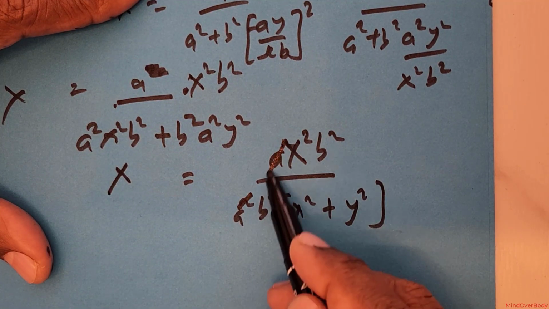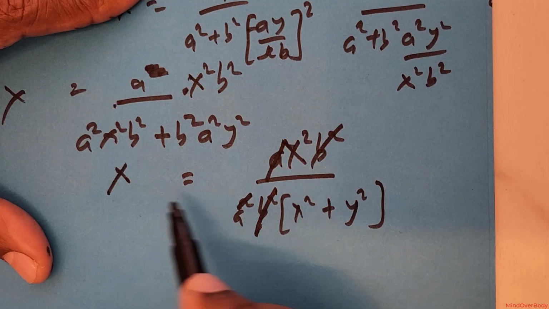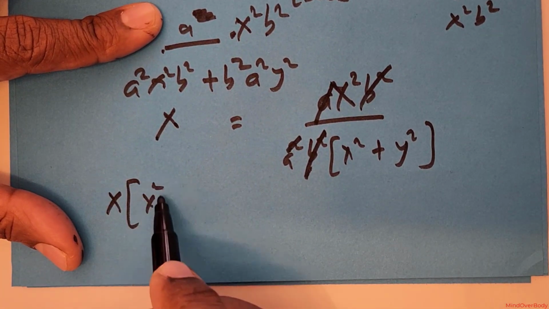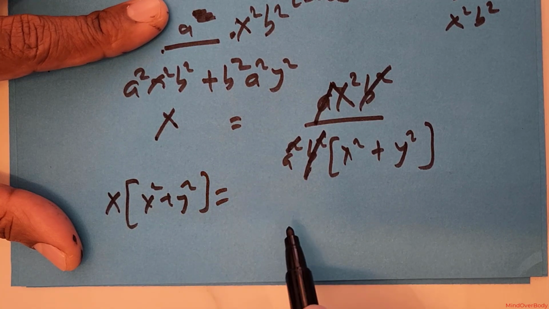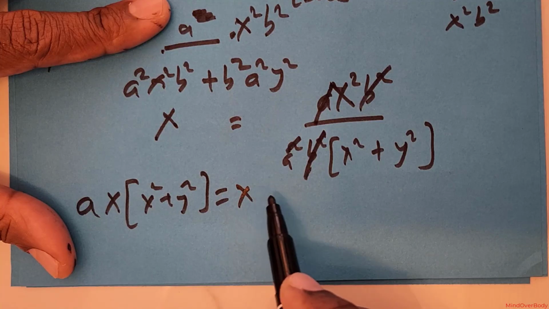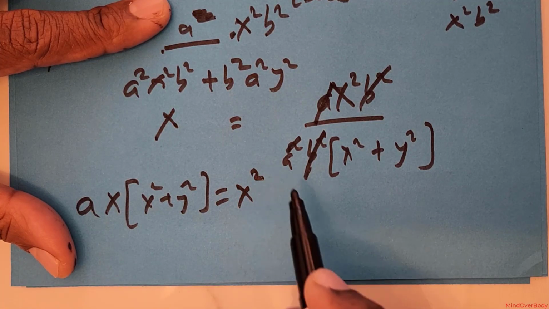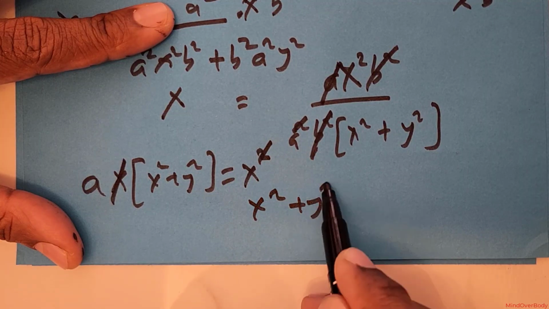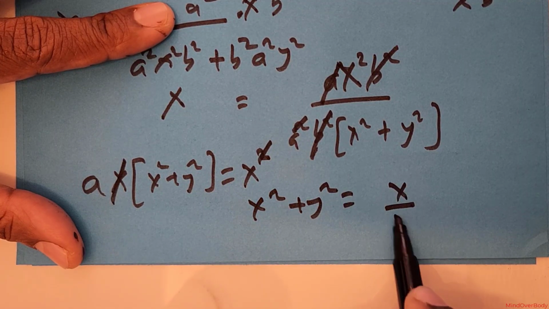So a gets cancelled, b squared gets cancelled, and I cross multiply, I get x times x squared plus y squared. There is a here, and over here I have a x squared. So x and x get cancelled, so this is going to be x squared plus y squared is equal to x over a.